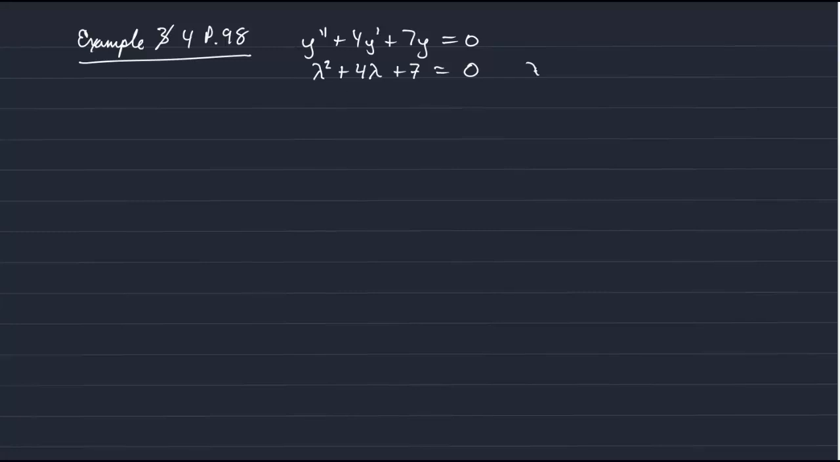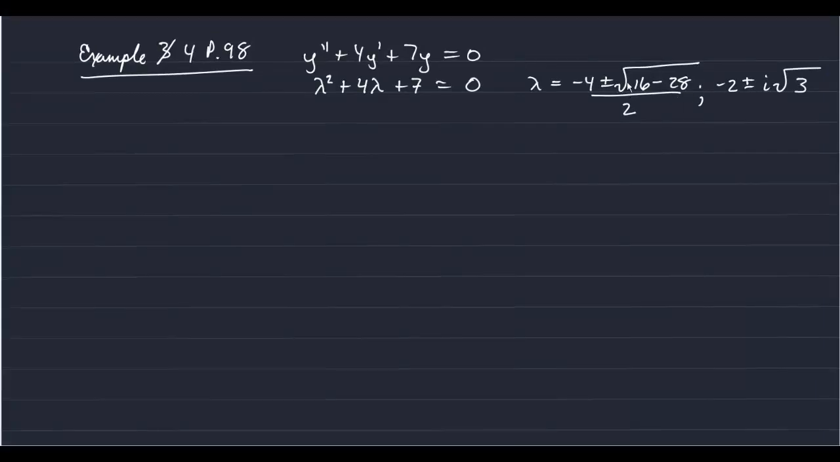And the solution is lambda is equal to minus 4 plus and minus the square root of 4 squared, 16, minus 4 times 7, that's 28, all over 2. And this solution is interesting in that it's imaginary. It's minus 2 plus and minus i times the square root of 3. Now the i comes from taking the square root of a negative number, right? 16 minus 28 is minus 12. So when we take the square root of minus 12, we get an i. 12 is the product of 3 times 4. And when we take the square root of 4, we get a 2 in the numerator that cancels with the 2 in the denominator, and we're left with an i times the square root of 3.